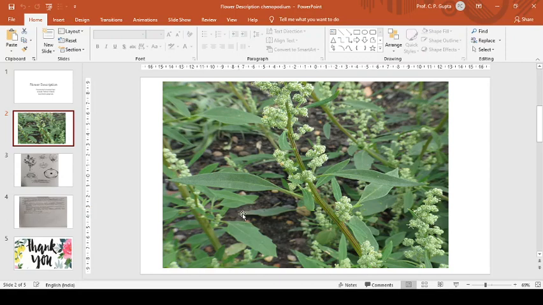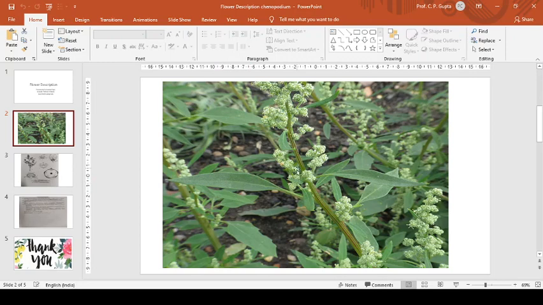Now leaf. This is cauline and ramal. Simple, alternate, exstipulate, petiolate, variable in shape, that is ovate, oblong or lanceolate, entire or serrate. This is entire, this is serrate. So there is variation in the shape and size, acute, unicostate reticulate venation, and covered with whitish powder-like substance.